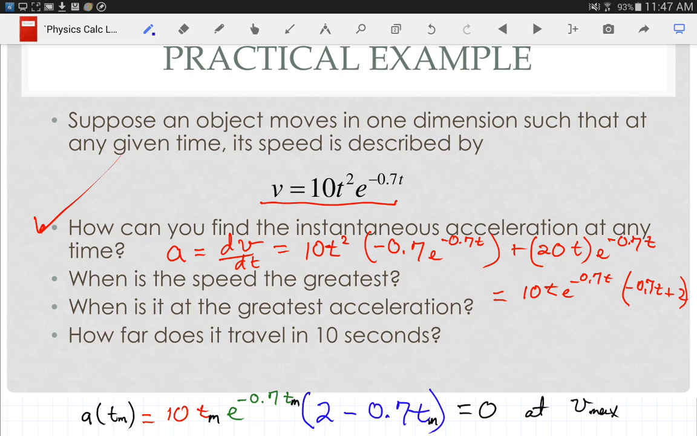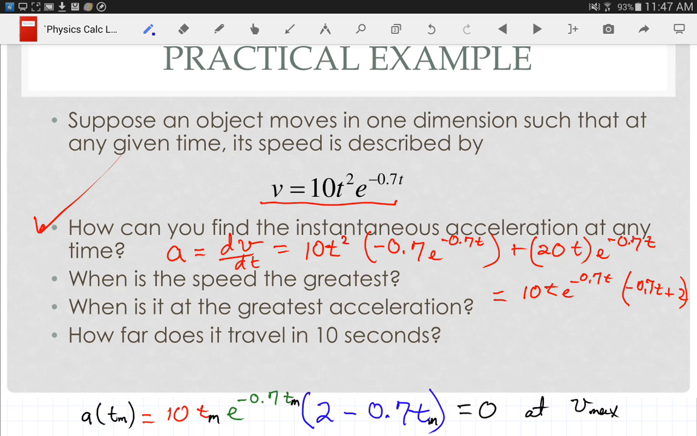When is it at the greatest acceleration? How would you find the greatest acceleration? We're not going to do this, by the way. Second derivative again? Yeah, we have the acceleration equation. We want to maximize acceleration, so we take the derivative of the acceleration equation and find the times when that is 0, and those will be either the greatest positive or the greatest negative accelerations.